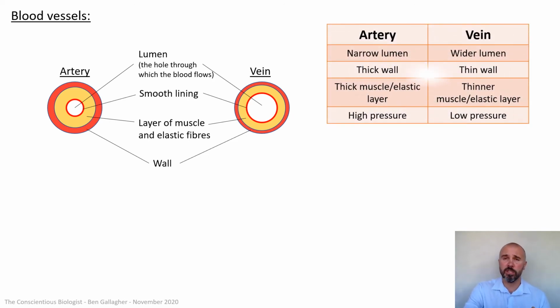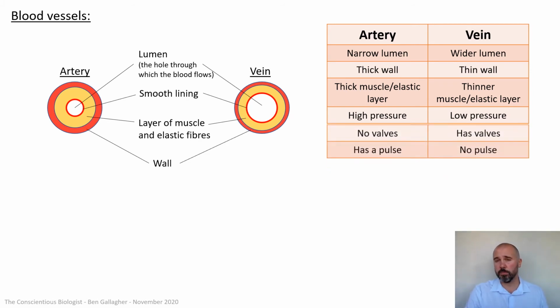If we're comparing the two in a table, which is quite often how you'll be asked to do it in the exam: artery, narrow lumen; vein has a wider lumen. Thick wall in the artery, thin wall in the vein because there's much lower pressure in the vein. In the artery, you've got a thick muscular elastic layer, again, to allow that slight expansion under pressure, but to recoil back. It's a thinner muscle and elastic layer in the vein. Artery has high pressure, vein has lower pressure.